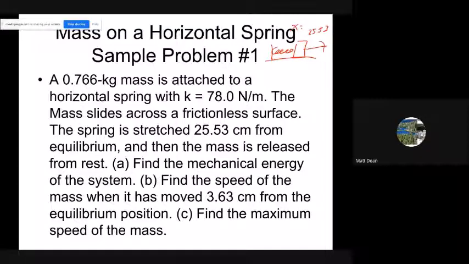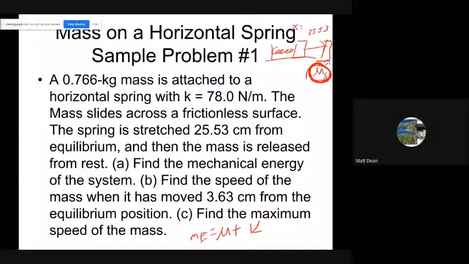Well, I'm hoping you guys remember that mechanical energy is the sum of the potential energy and the kinetic energy. So mechanical energy is equal to the potential plus the kinetic. Well, when this thing is stretched over here to its maximum displacement, it's not moving. All it has is elastic potential energy. All of its mechanical energy is its elastic potential energy. There's no kinetic. It's not moving at that point.